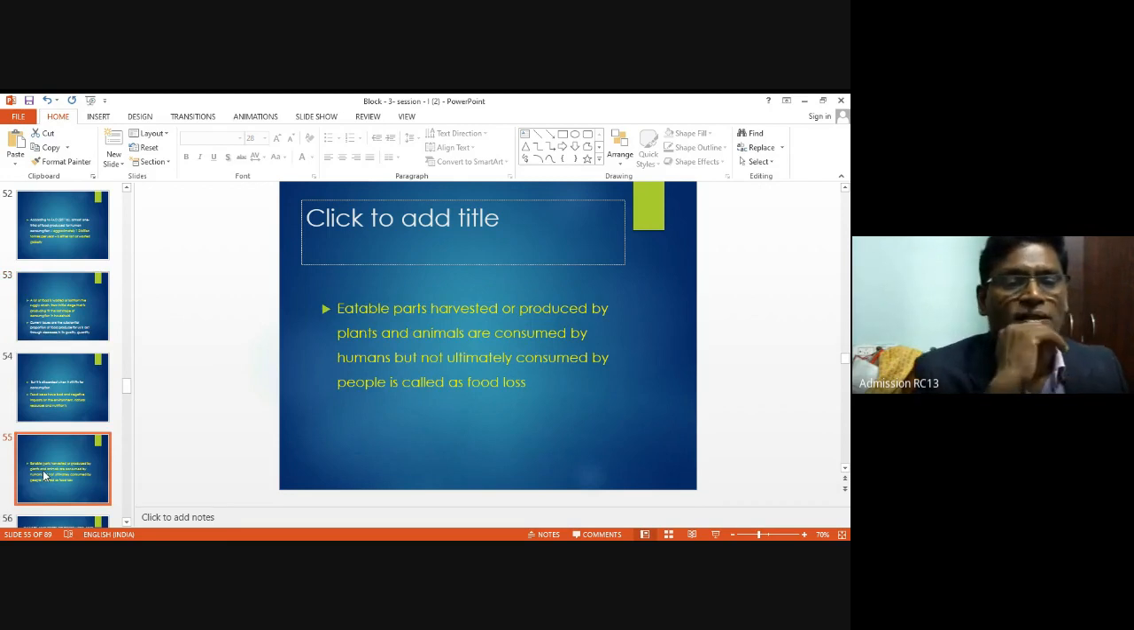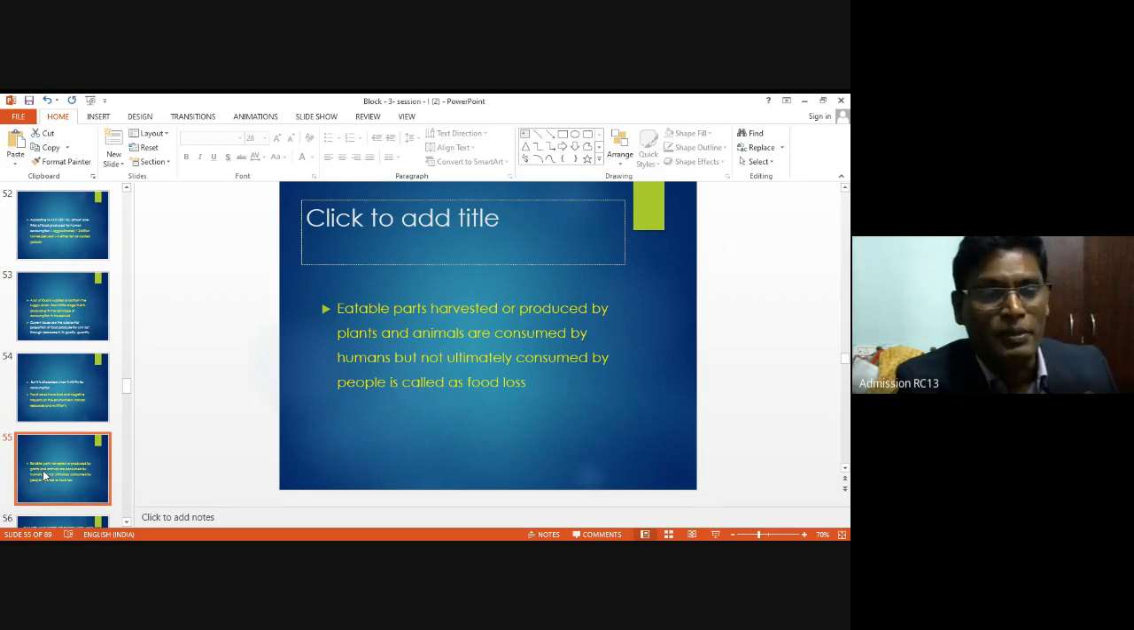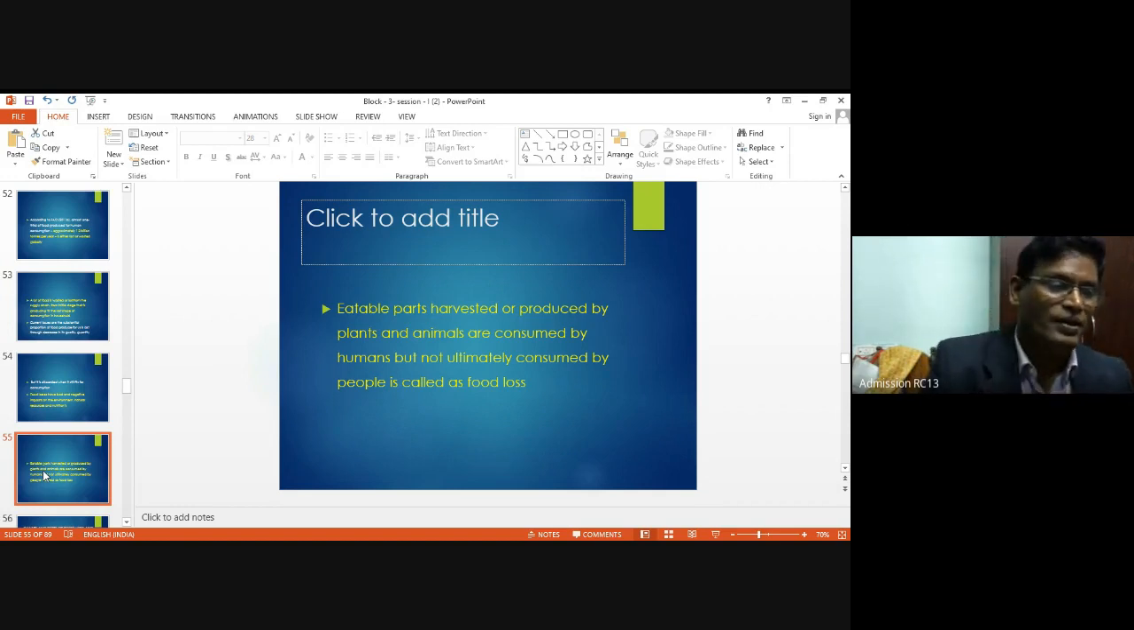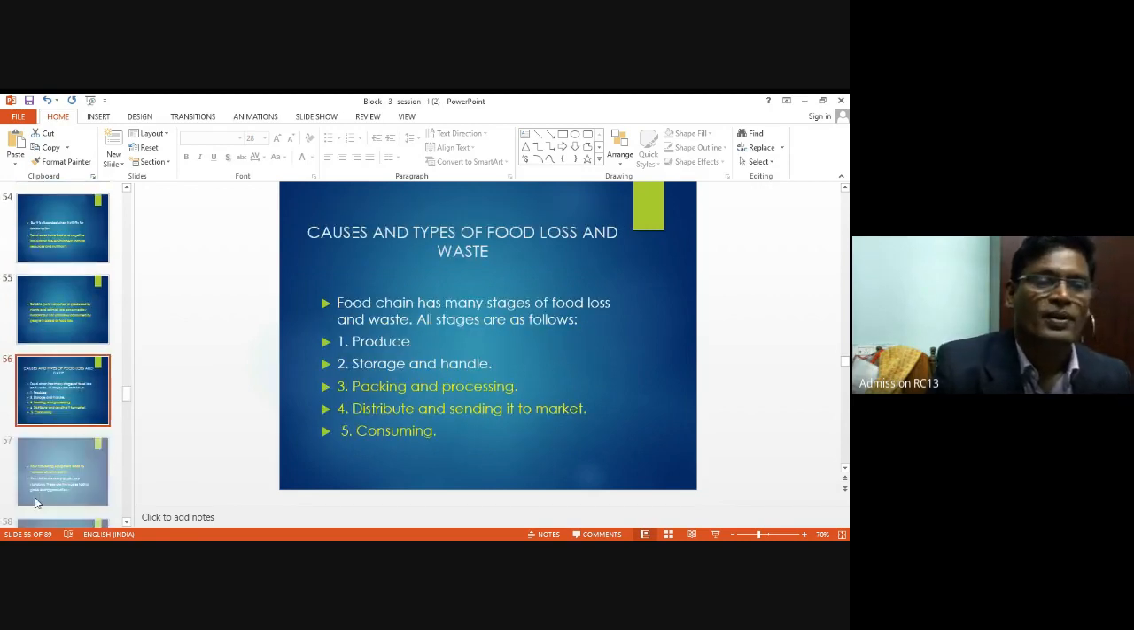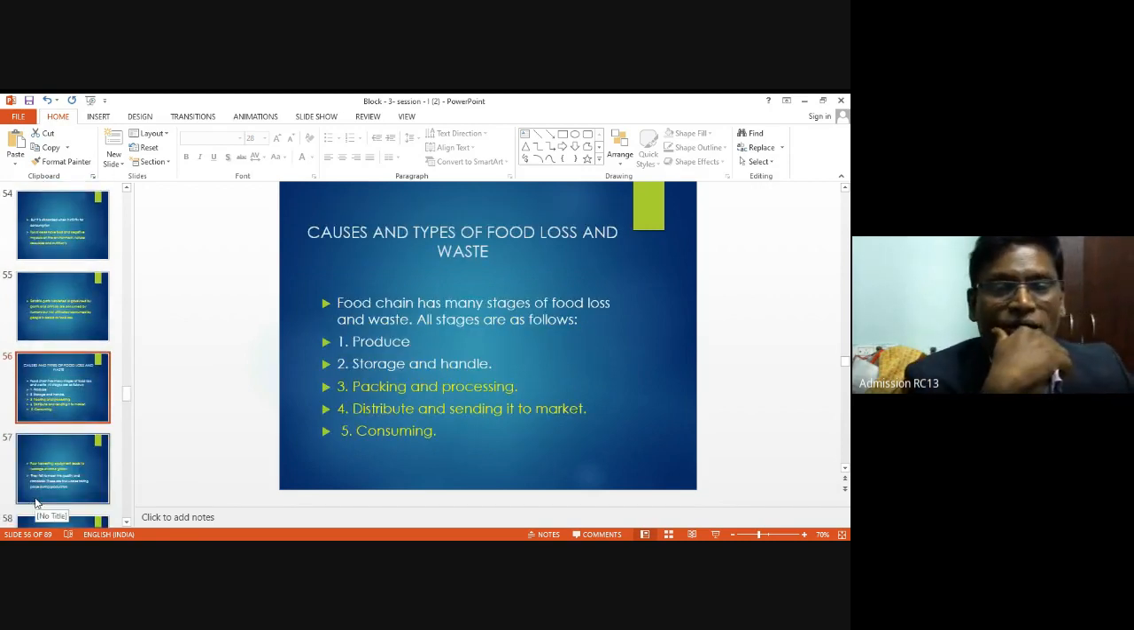The edible parts harvested or produced from plants and animals, intended to be consumed by humans but not ultimately consumed by people, is called food loss. The edible parts are harvested with the intention to produce for consumption. If it is wasted in between, what we call food loss. The food chain has many stages of food loss and waste. All stages are as follows.